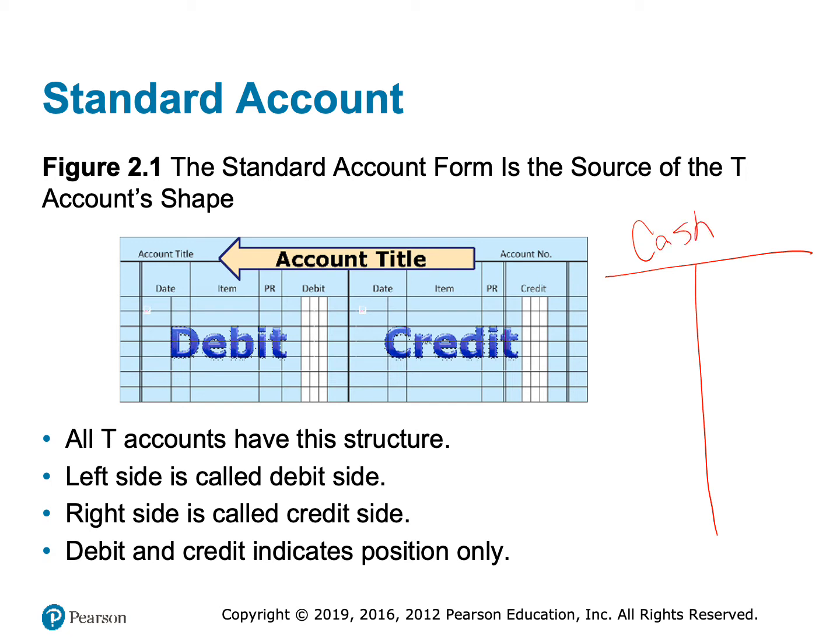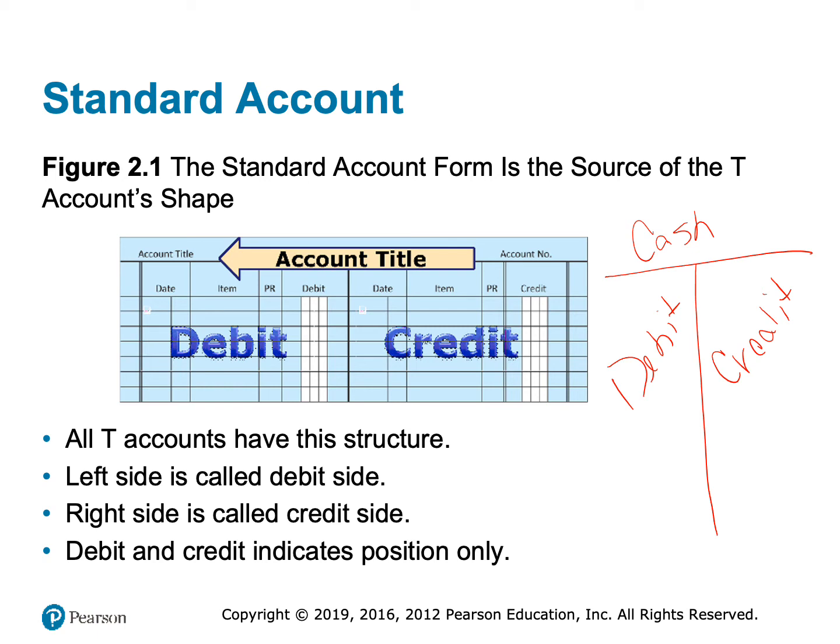The left side of the T account is called the debit side. Now, debit does not mean good. Debit does not mean bad. Debit does not mean increase or decrease. Debit does not mean that we spent money. Debit simply means left side. The right side of the account is called the credit side. Again, credit does not mean good, credit does not mean bad. Credit does not mean debt.